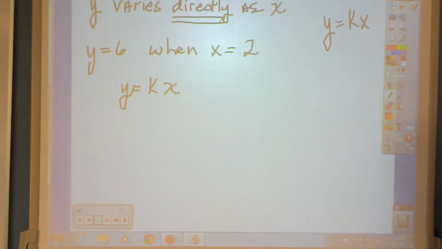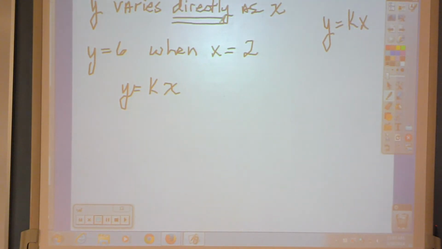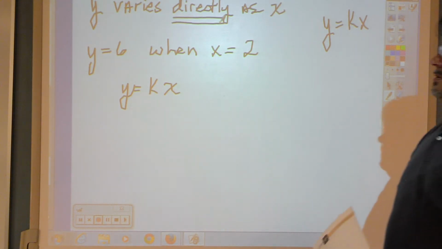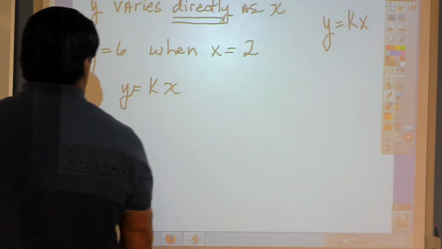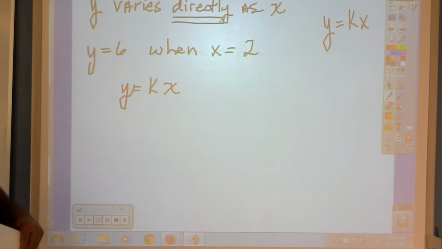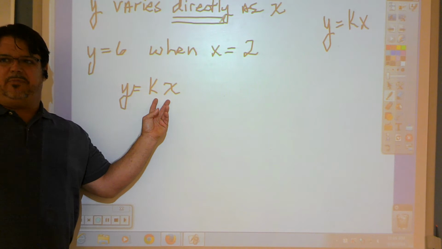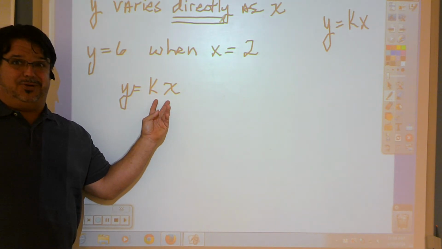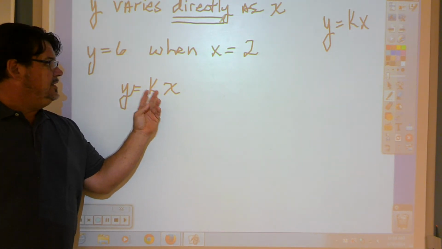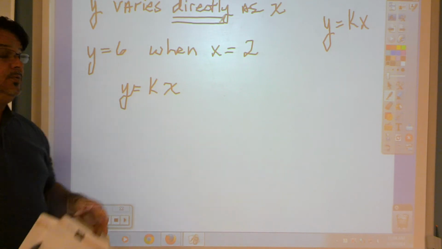So what are we going to do with the 6 and the 2? Plug and chug. Now this one, are we plugging and chugging, or are we finding K? You're finding K because K is going to be by itself with numbers around it, so you've got to solve for it. Plug and chug is when they give you K and X. I won't give you very many of those because most of you can do those. These are the ones that I actually start giving you.